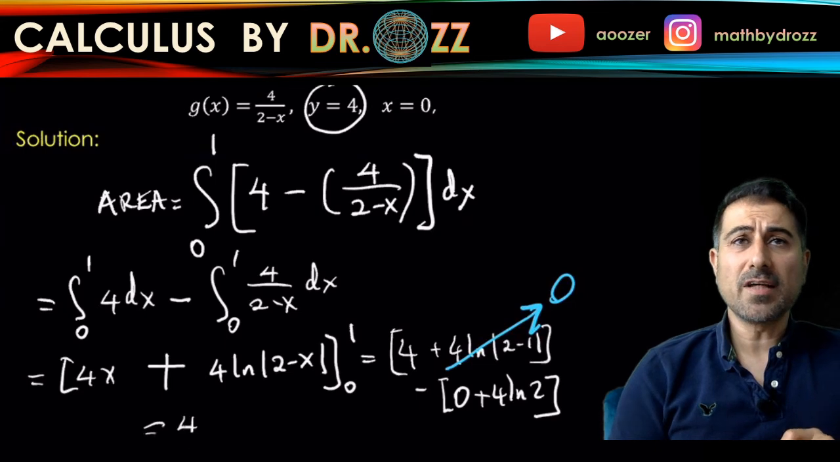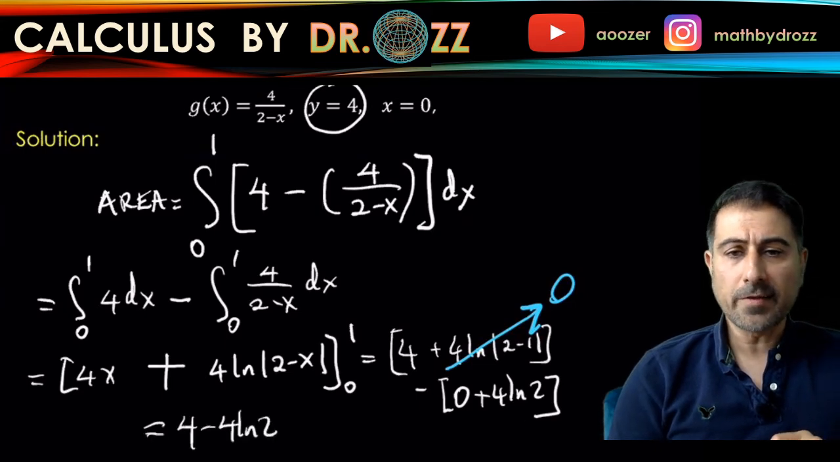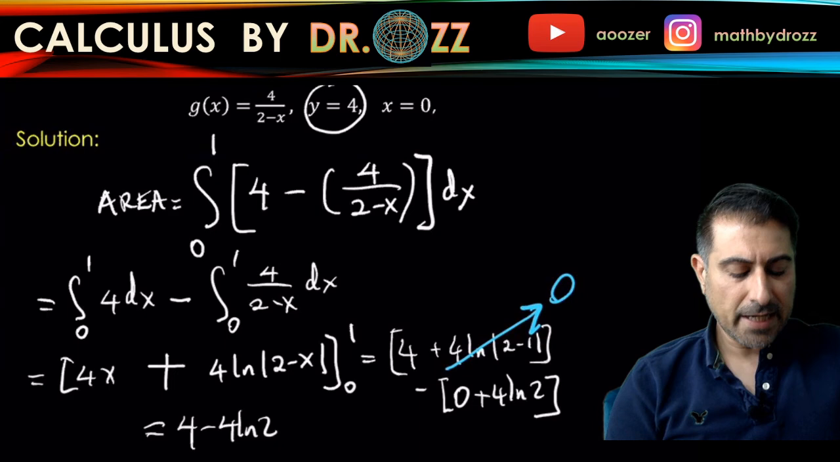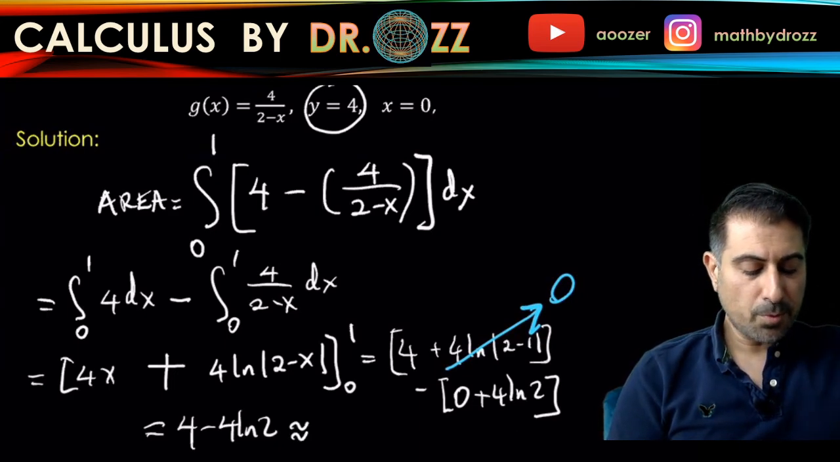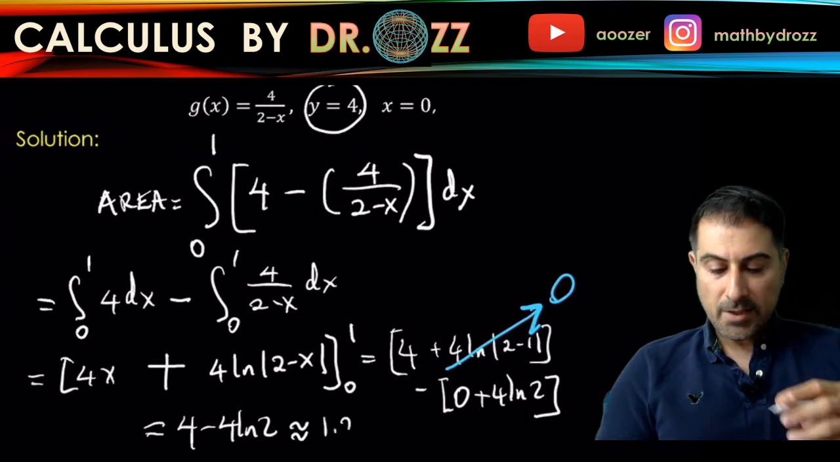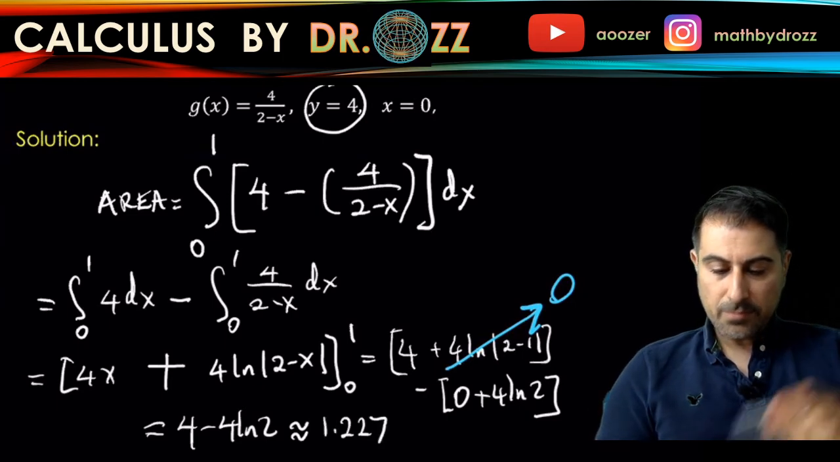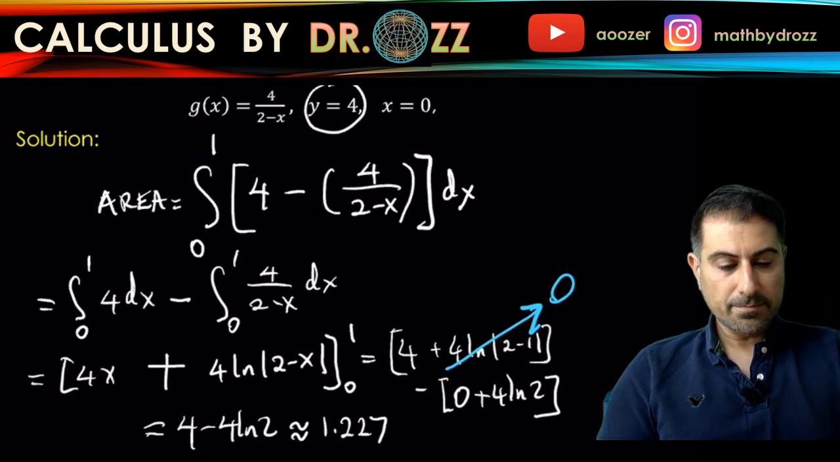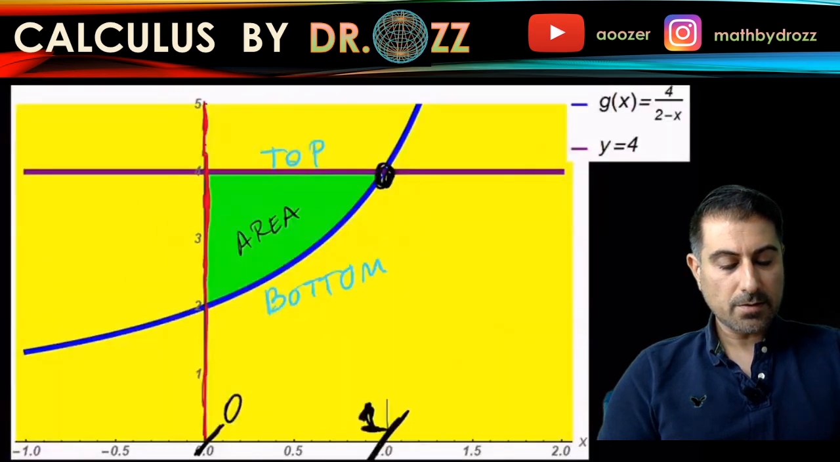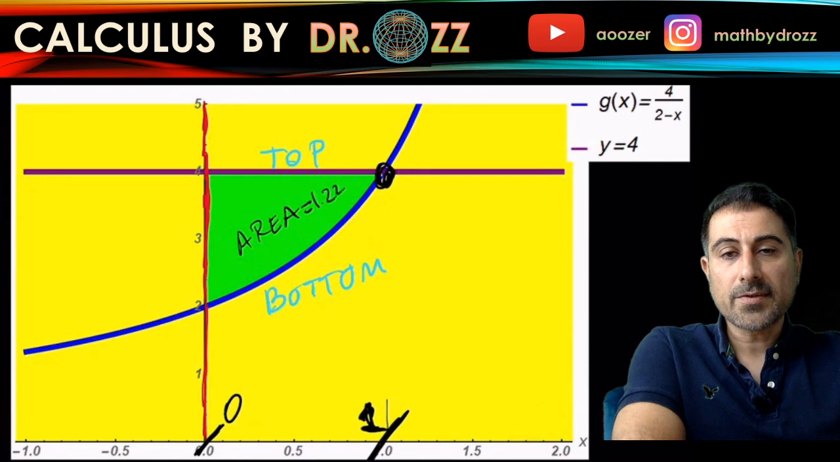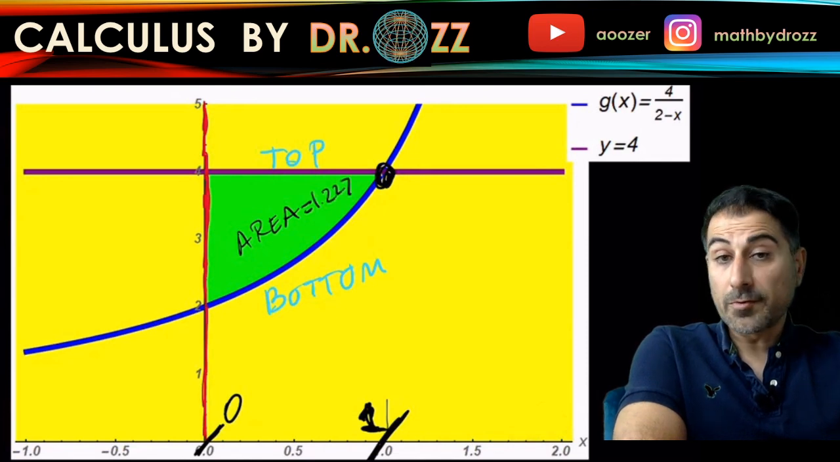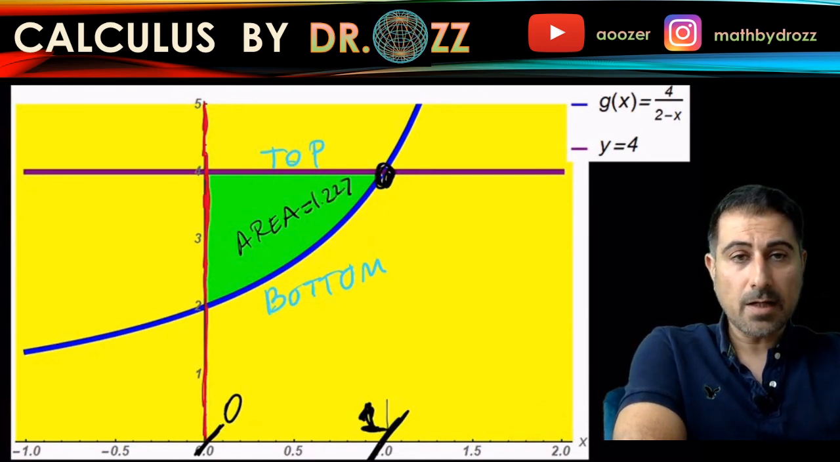And if you want, you can get an approximate value with your calculator, but this is the exact value. So if you punch this into your calculator, you get 1.227, which is in fact the value of this integral. So that's the area enclosed by 3 graphs. Area of the region enclosed by 3 graphs, 4 over 2 minus x, y equals 4, and the y-axis.